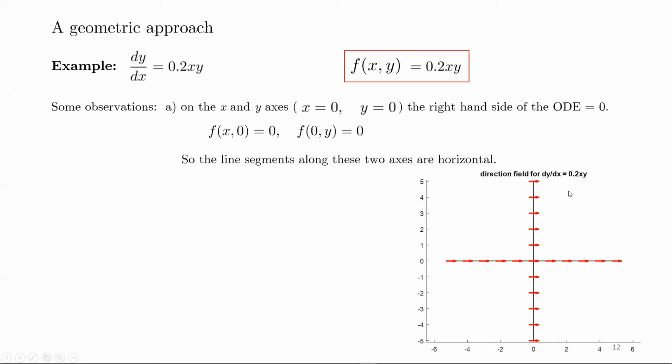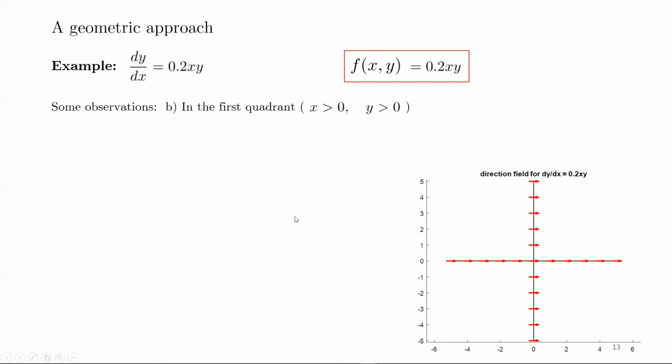Okay, so I haven't just plotted line segments here, I've plotted arrows as well. I've put arrow heads on the end of the line segments because it's actually going to be a little bit easier to visualize later on if I do this. Okay, but along the x-axis here, and along the y-axis, the function is equal to 0, so the slope that we're drawing is going to be horizontal.